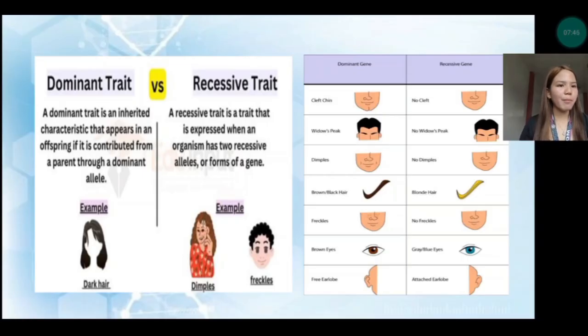And for example, sa second picture is sa dominant gene is naa siya shift gene or kanang diri sa atoa ang suwang. And the recessive gene is wala na siya or plain na siya. So mao na siya ang mga examples sa atoa ang dominant and sa recessive. And also we have brown eyes sa dominant and sa recessive is we have blue eyes.